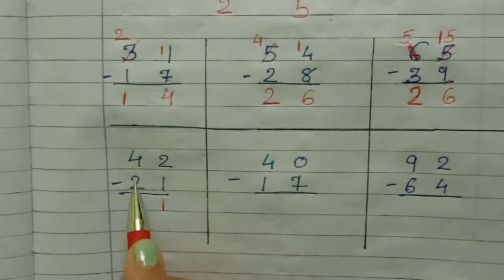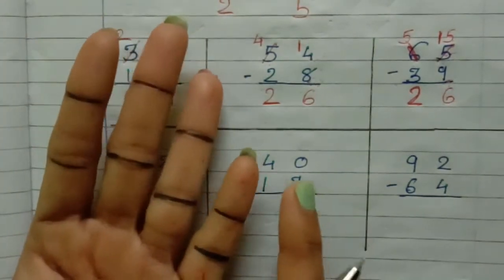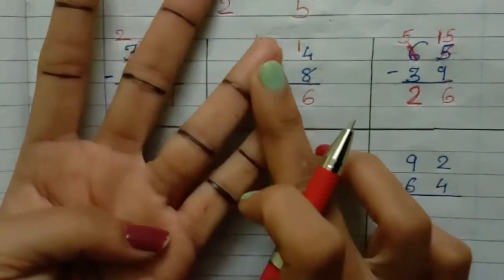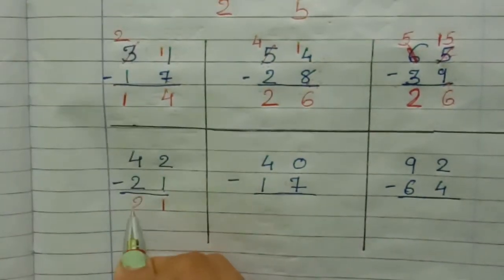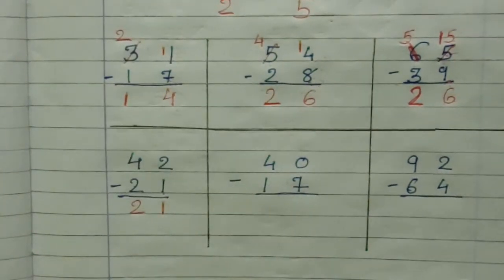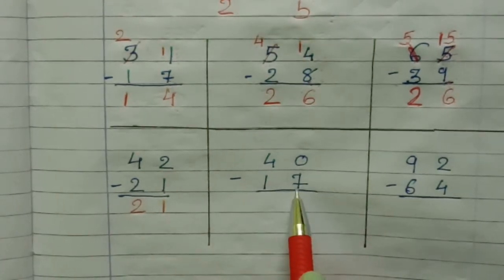Now let's do the second place, 4 minus 2. Take 2 away from 4. 1, 2, 3, 4 and subtract 2. So it is only 2. So 4 minus 2 is 2. Now see next.